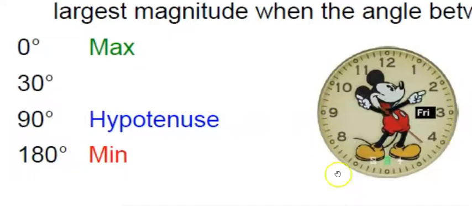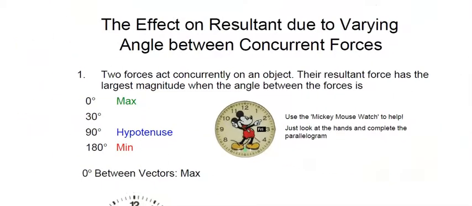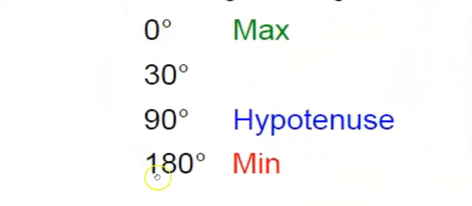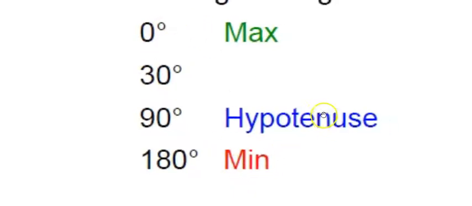We're going to use this Mickey Mouse watch to help us, and this watch is a classic example where each arm is a vector. Alright, let's get started. As you can see here, I've outlined four important angles: 0 degrees as the maximum, 30 degrees, 90 degrees is the hypotenuse, and 180 degrees is the minimum. We're going to take a look at each one of these angles in particular.